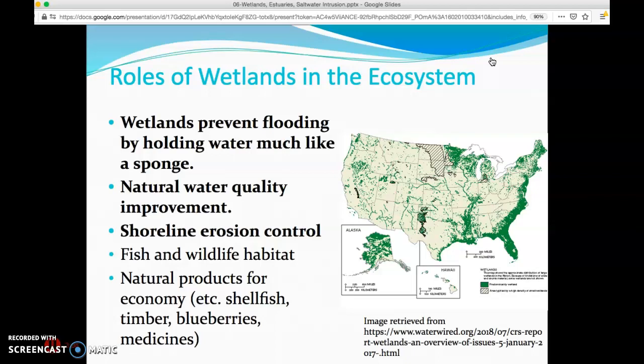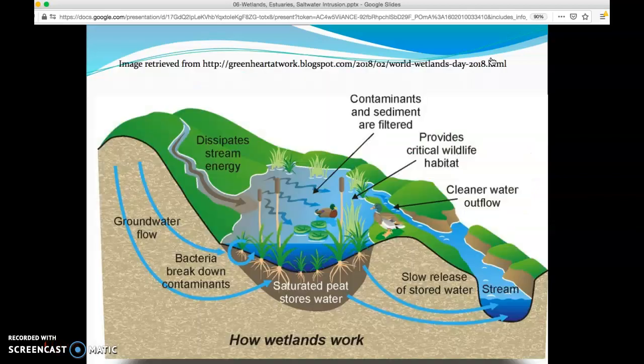So wetlands are super awesome, and we actually, as humans, can gain a lot from them. So protecting them is something really important. It's so important I have a whole poster on it in the classroom.